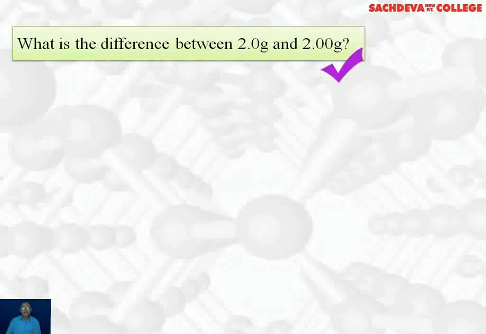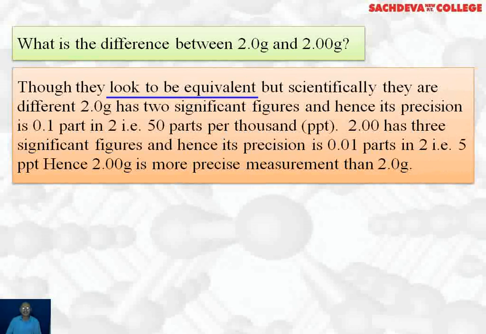What is the difference between 2.0 gram and 2.00 gram? Though they look to be equivalent, scientifically they are different. 2.0 gram has two significant figures, and hence its precision is 0.1 part in 2, that is 50 parts per thousand, represented by ppt. 2.00 has three significant figures, and hence its precision is 0.01 part in 2, that is 5 per thousand. Hence 2.00 gram is a more precise measurement than 2.0 gram.